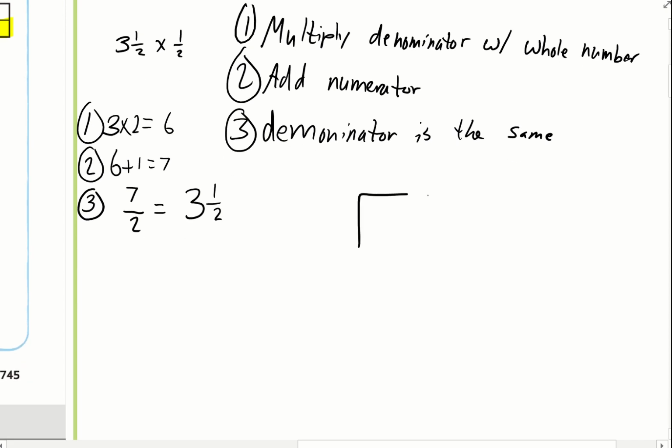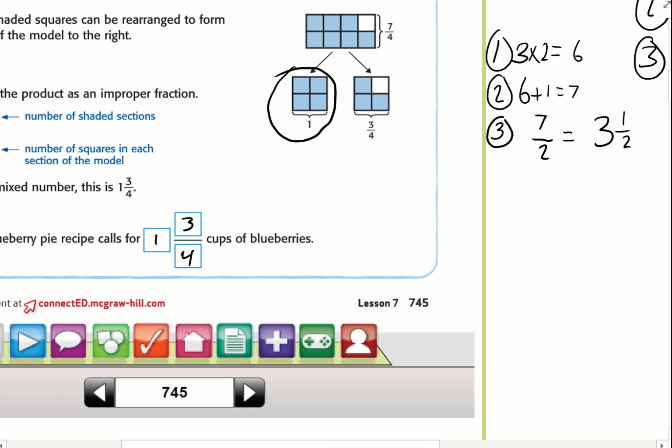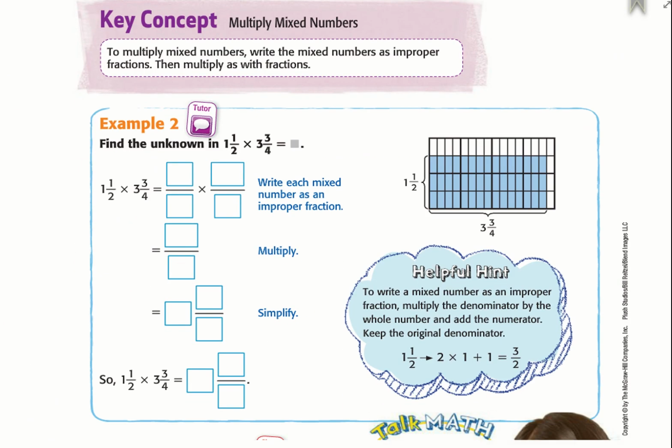And I can prove it. We can do the other method. 7 divided by 2. 2 goes into 7 3 times. And then we get remainder 1. So that's 3 1/2. So 3 is my whole number. Numerator is 1. And my denominator is 2. So we're going to be doing more of that in example 2.